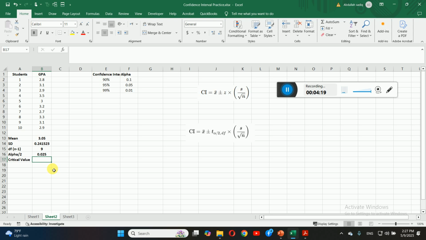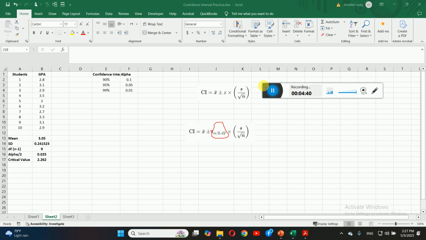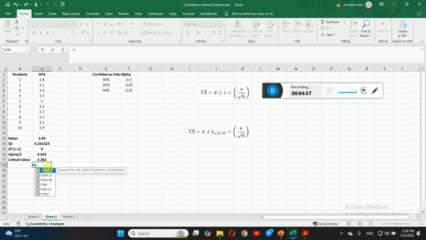So we found 2.262, dear students. Very simply, the critical value is found from these two pieces of information. So we found this very important information, the critical value for this formula. Next, dear students, one more thing: if you want to find it straight away using an Excel function without the table, then we have a function for the critical value, and just type T.INV.